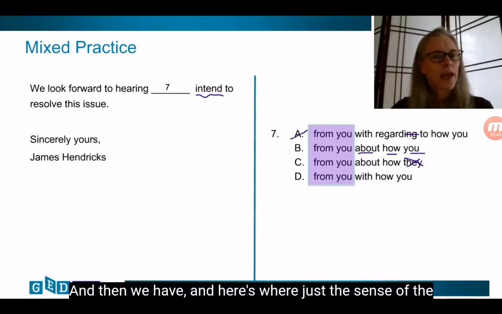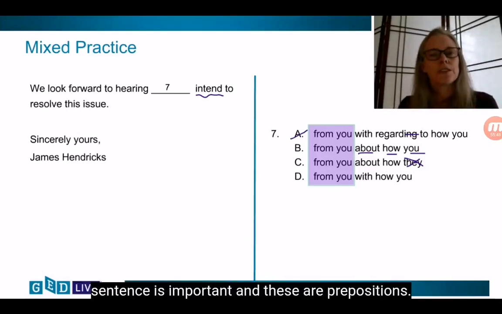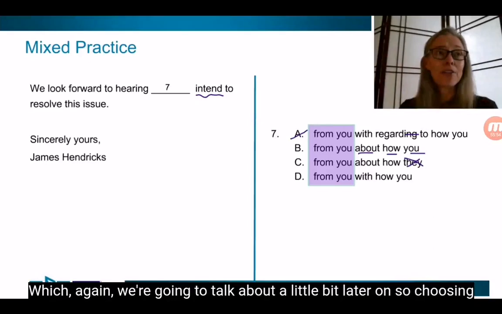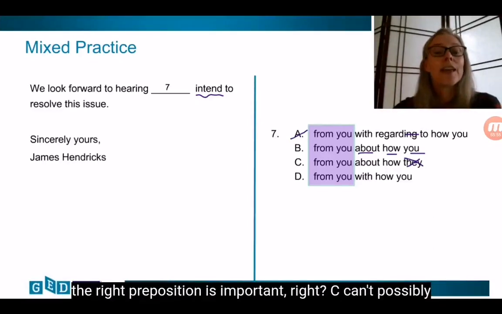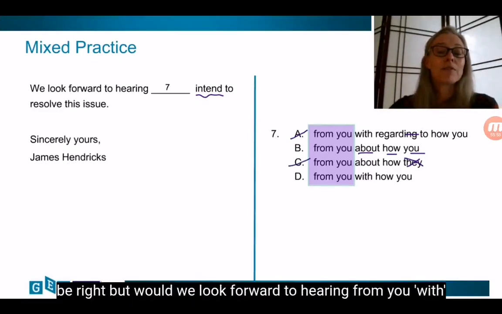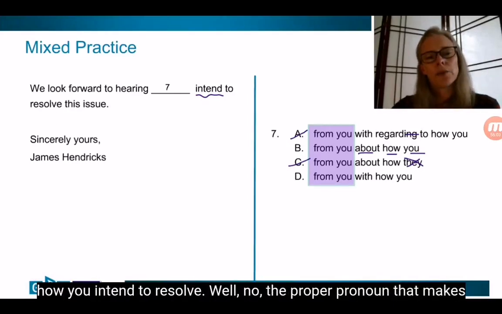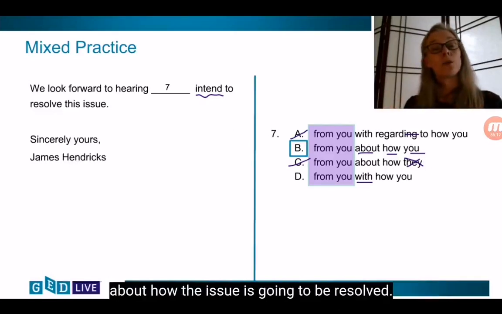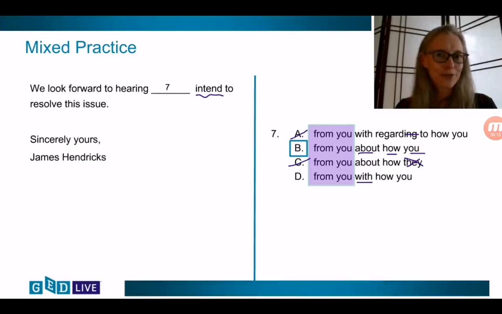And then here's where just the sense of the sentence is important, and these are prepositions, which again we're going to talk about a little bit later on. So choosing the right preposition is important, right? C can't possibly be right, but would we look forward to hearing from you with how you intend to resolve? Well, no. The proper preposition that makes the most sense here is "about." They're going to be told about how the issue is going to be resolved.